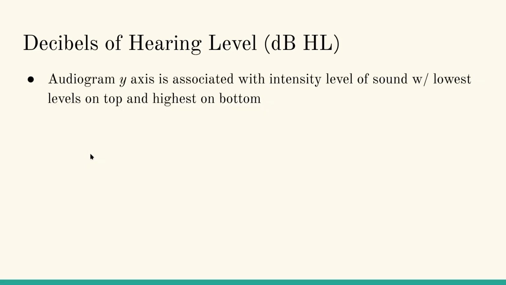So as I mentioned, decibels hearing level is on the y-axis, associated with intensity of sound. It is intensity of sound, but it's converted to dBHL with the lowest levels on the top and the highest levels on the bottom. That's the opposite to what you would expect on most scientific graphs, but it is historical legacy that has it set up that way, and it is set up that way everywhere.